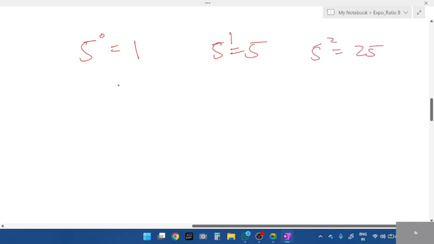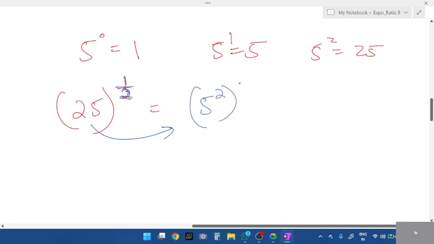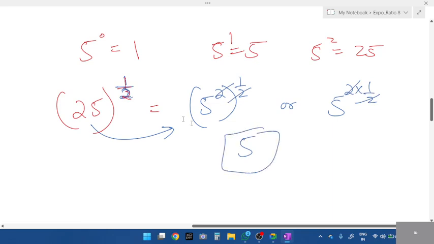Next. What if it is fraction? If the power is fraction, which one you have to eliminate here? Numerator or denominator? We need to eliminate denominator. Factorize 25. What do you get for 25? 5, 1 by 2. Or, or you can even write like this directly. 5 into 1 by 2. Which one gets cancelled? What's the answer? 5.